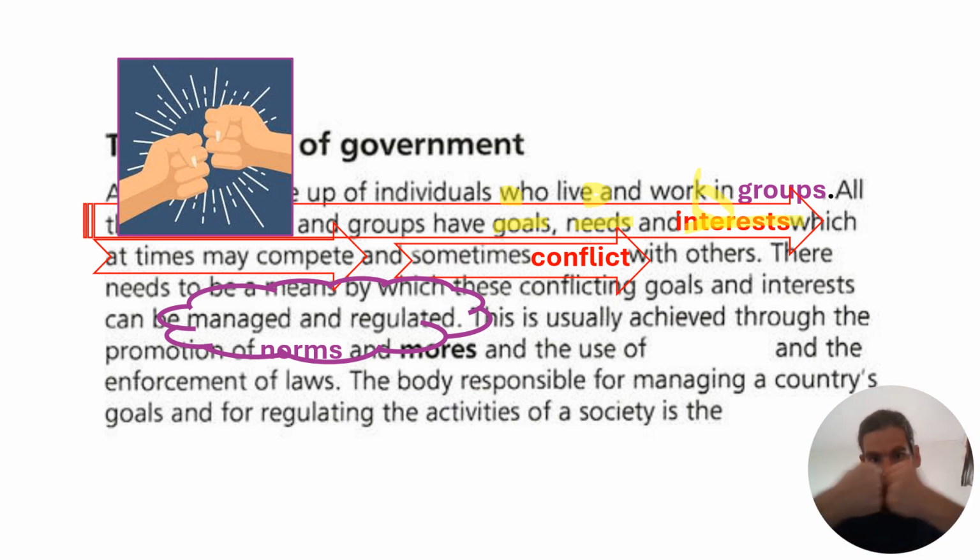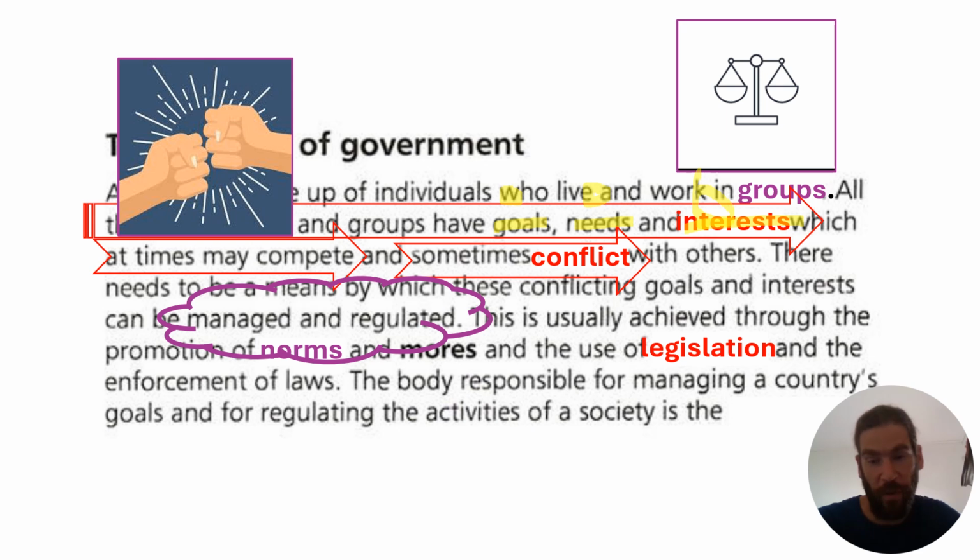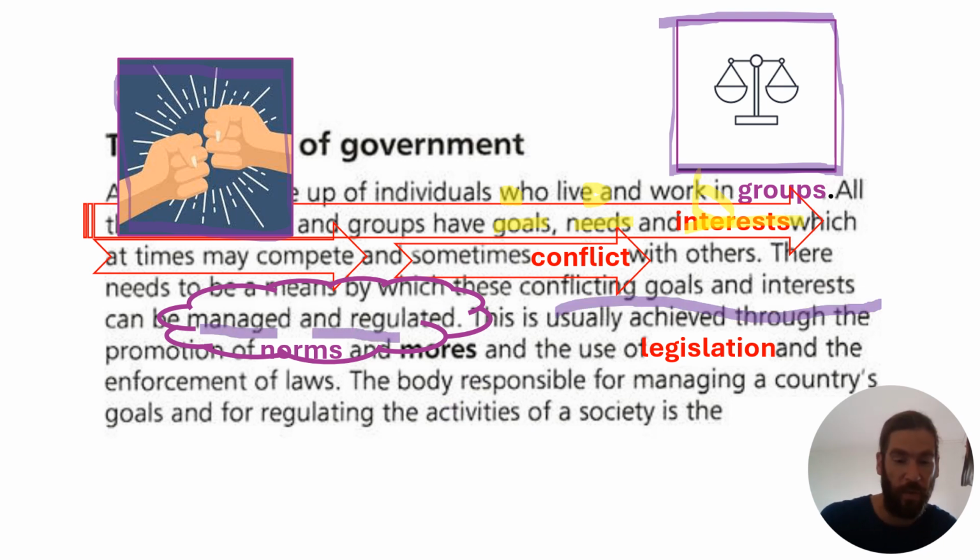If you meet each other, do a box. If you meet each other at the street, you say bon dia. We don't steal from each other. We don't offend each other. These are unwritten rules, the norms. And the use of legislation. So we use unwritten rules about how we should behave, but we also use written rules about how we should behave to manage and regulate our ever conflicting goals and interests. This is what we do.